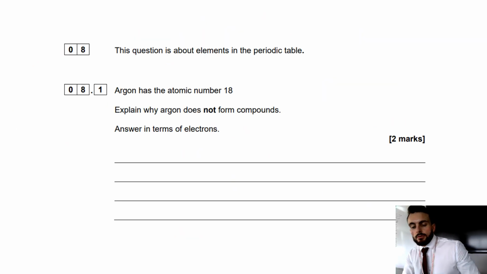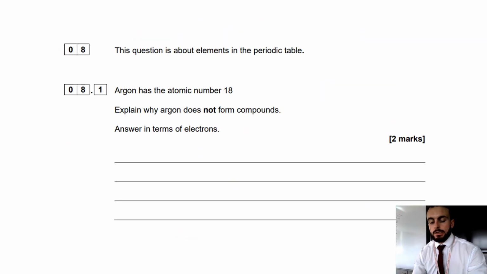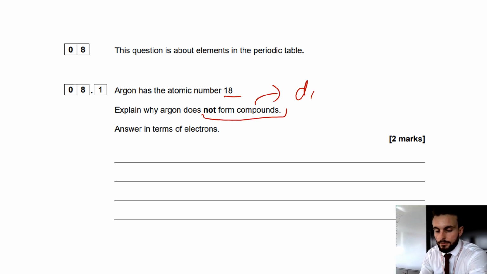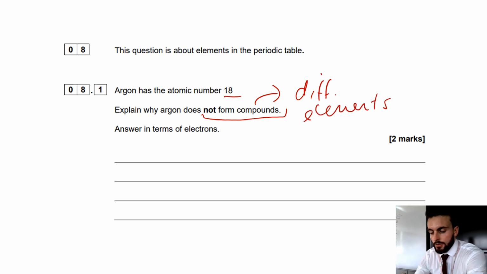This question is about elements in the periodic table. Argon has the atomic number 18. Explain why argon does not form compounds. So compounds, remember, is different elements that are chemically combined, so getting a reaction to make something new. Answer in terms of electrons. You need to talk about electrons in your answer.